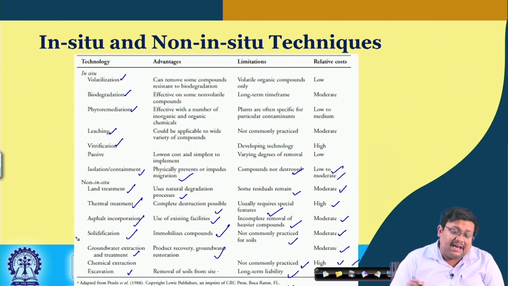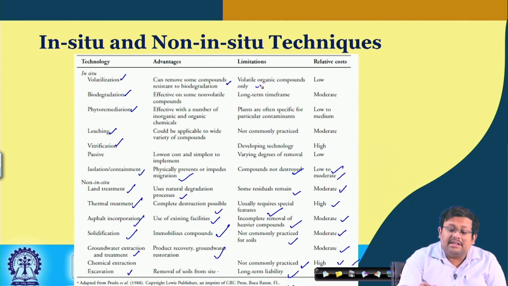So, this basically summarizes different types of advantages, limitations and relative costs of different in situ and ex situ processes. In case of in situ processes, obviously we have discussed, but let us discuss it again. In case of volatilization, you can see it can remove some compounds which are resistant to bioremediation. However, it works only for volatile organic compounds; you cannot remove the non-volatile compounds. The relative cost is very low. In case of bioremediation, it is effective on some non-volatile compounds also, but it requires a long time frame and it has moderate cost involvement.